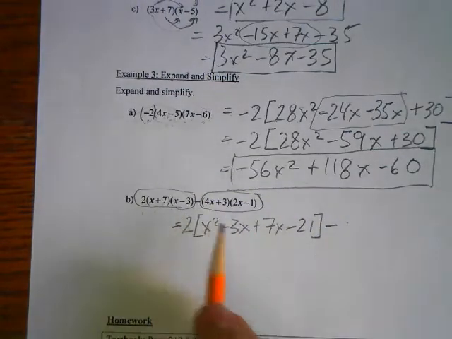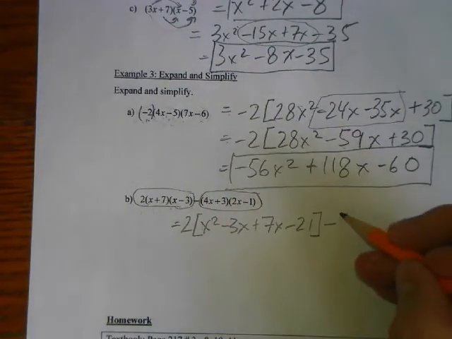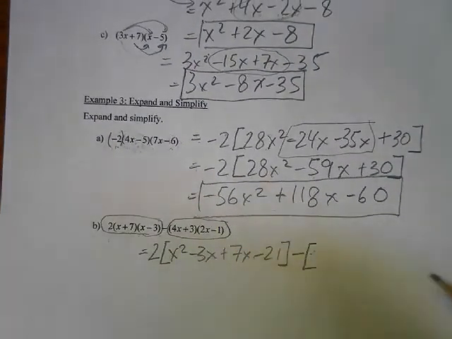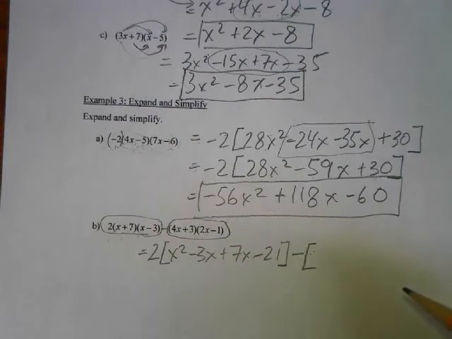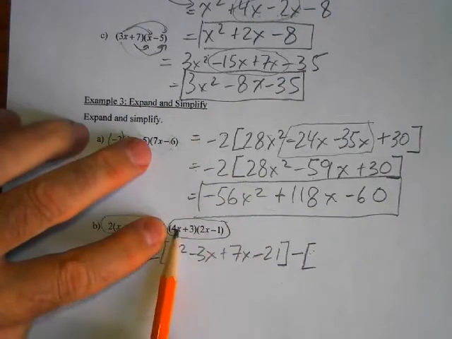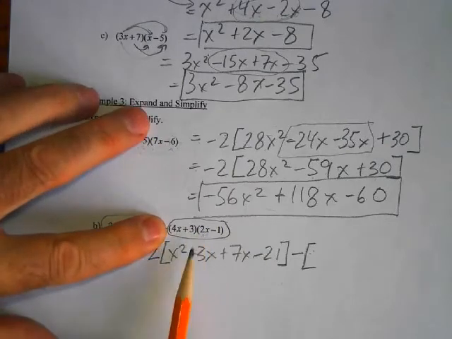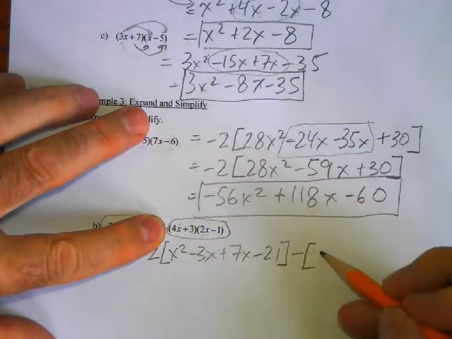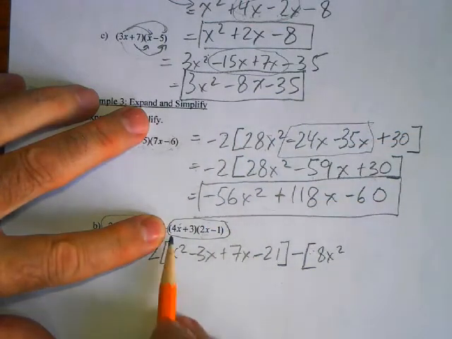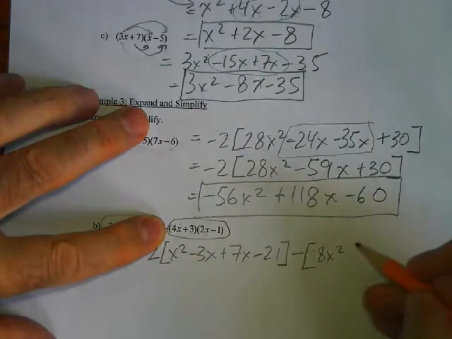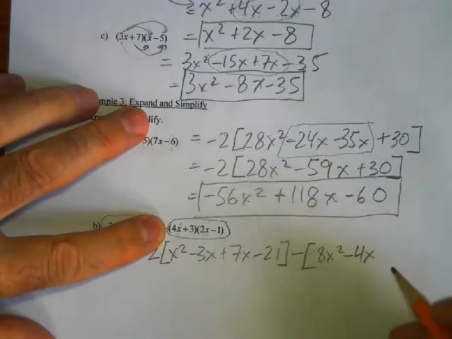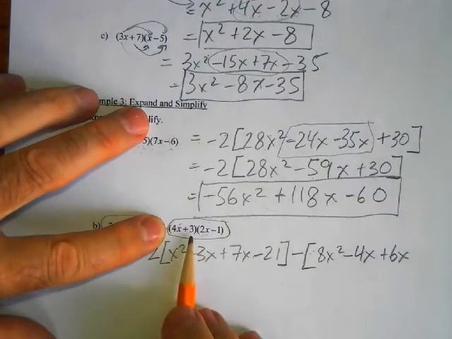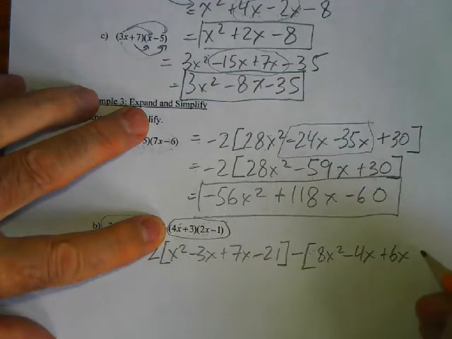Okay, now we're going to put a minus sign and then another set of square brackets. The brackets are really important. If you don't put brackets here, you're going to have a wrong answer for sure. Inside, now we're just looking at 4x plus 3 times 2x minus 1. 4x times 2x is 8x squared, that's your first. The outside, 4x times -1 is -4x. Inside, 3 times 2x is plus 6x. And last, positive 3 times -1.